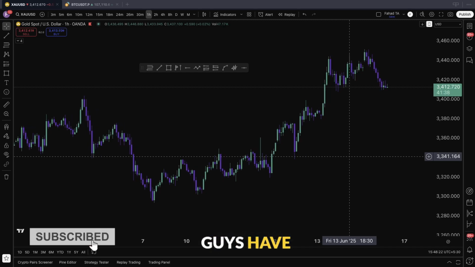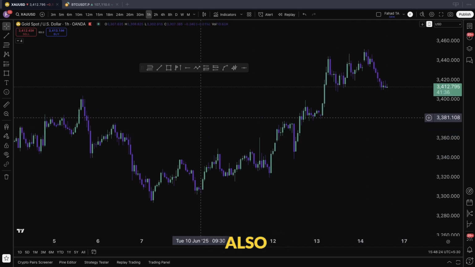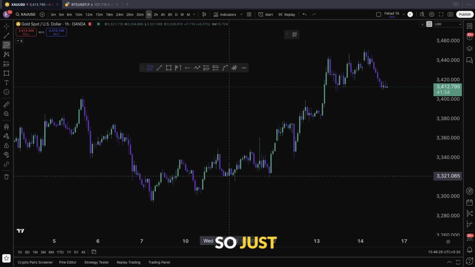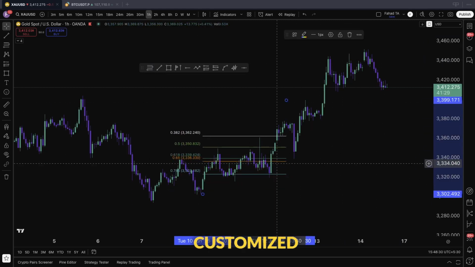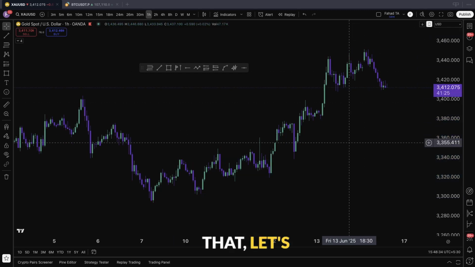Now I'm sure you guys have already heard about Fibonacci and you also know how it looks. So just for the sake of example, this is what your Fibonacci levels look like. I have customized it. I'll share my settings as well. But before that, let's try to understand what Fibonacci is and how it helps you.